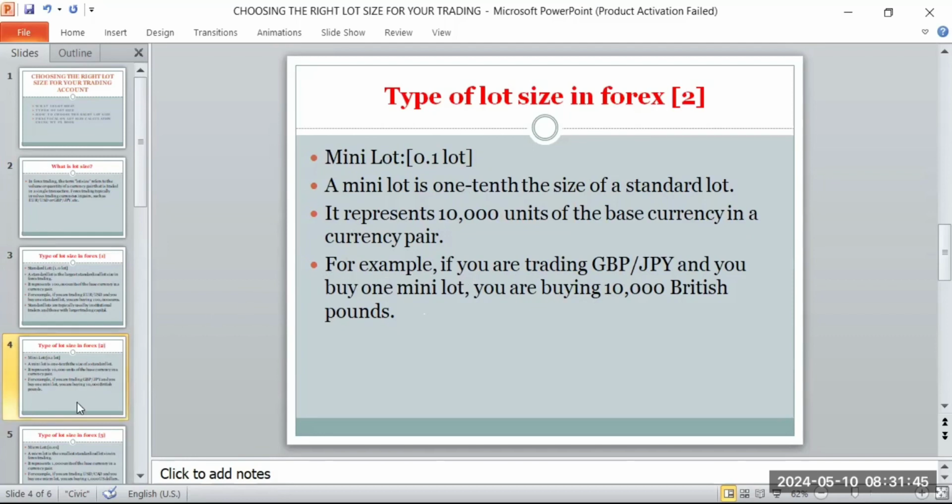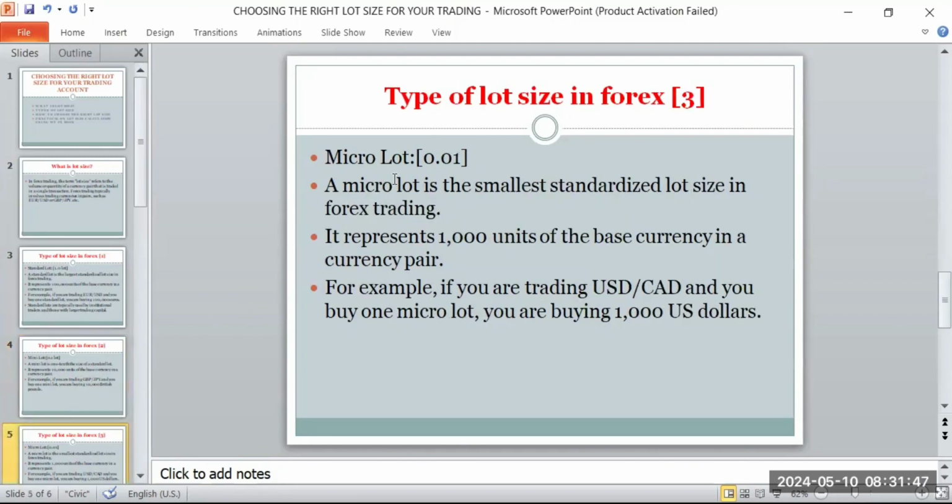The last one that we have is the micro lot, which is the smallest lot size, okay? This micro lot is the smallest standardized lot size in forex trading, and it represents 1,000 units of the base currency in a currency pair. So guys, for example, if you are trading USD/CAD and you buy this pair using one micro lot, that means you're buying 1,000 units of USD. You can see how small it is.